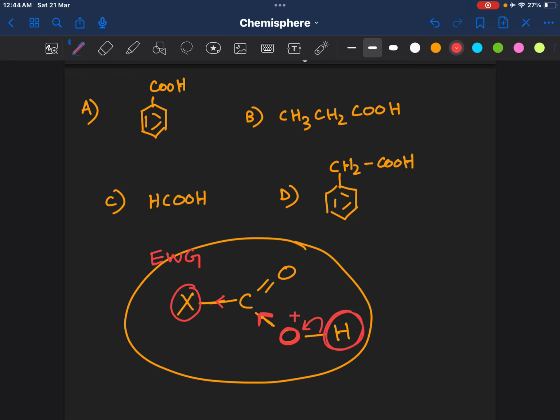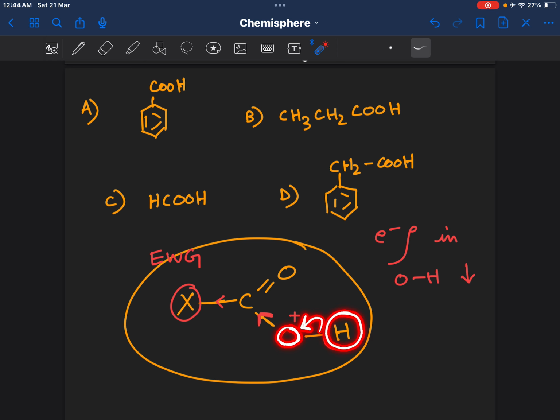In that case, what's going to happen? The electron density in the OH bond is going to decrease, because since it's an electron withdrawing group, it is withdrawing electrons. Therefore oxygen will be devoid of electrons, and hence it will try to pull these towards itself, and hence it will be easy to lose this hydrogen in the form of H plus.